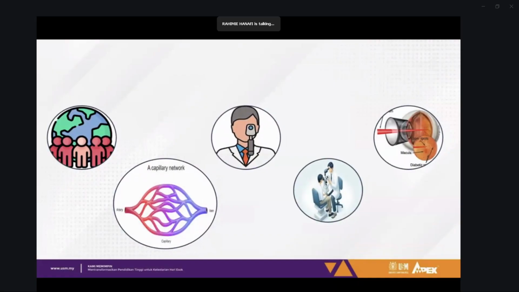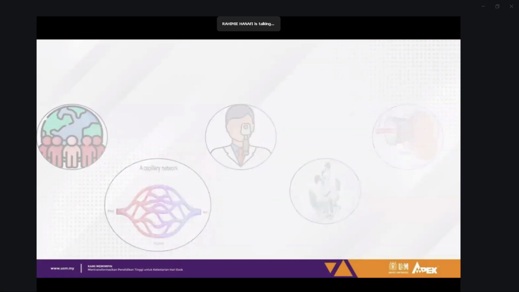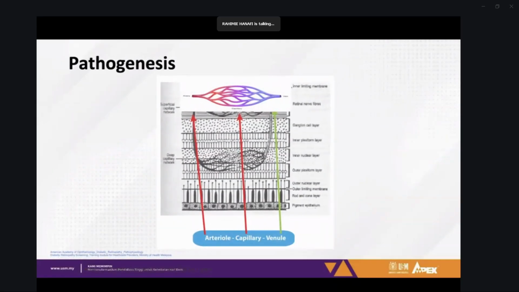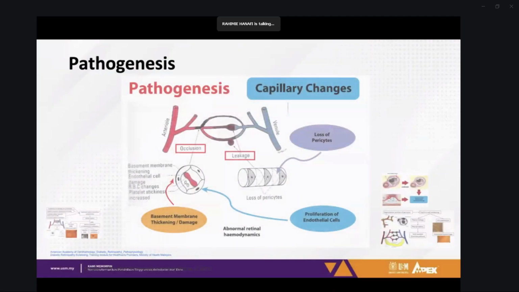Okay, next we go a little bit on pathogenesis, just nice to know things. This is a microscopy photo of the retina layer. So where is the site affected? At the capillary layer. Okay, what happened? There are two suggested pathogeneses, which are occlusion and leakage.